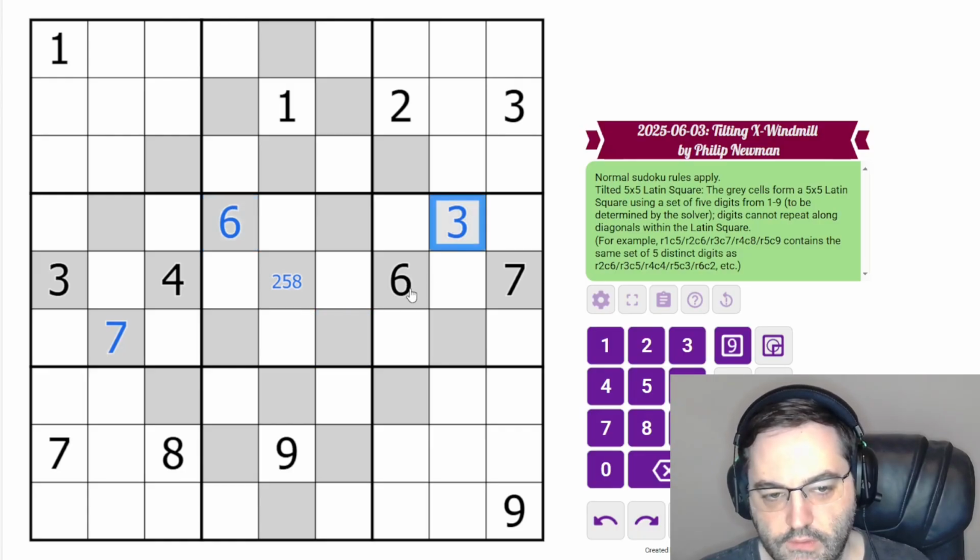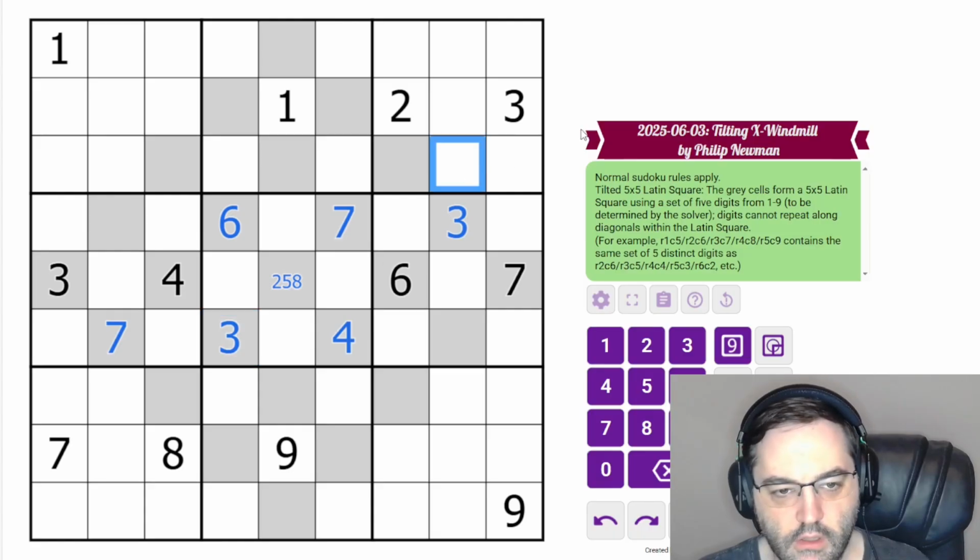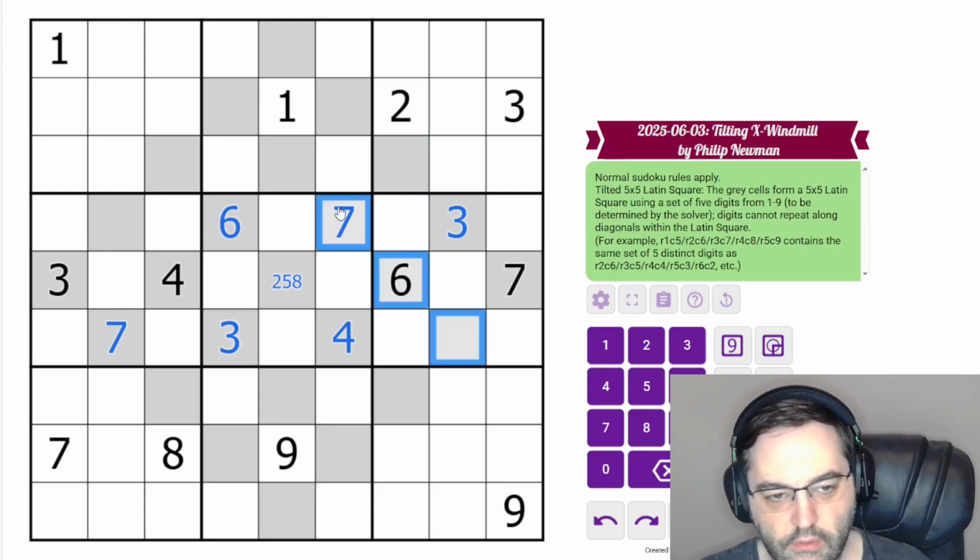This digit sees 3, 6, 7, and the central digit, so this must be 4. This now can't be 6 or 4, it can't be 3 in the row, must be 7, and this must be 3. So that gives us some more digits.